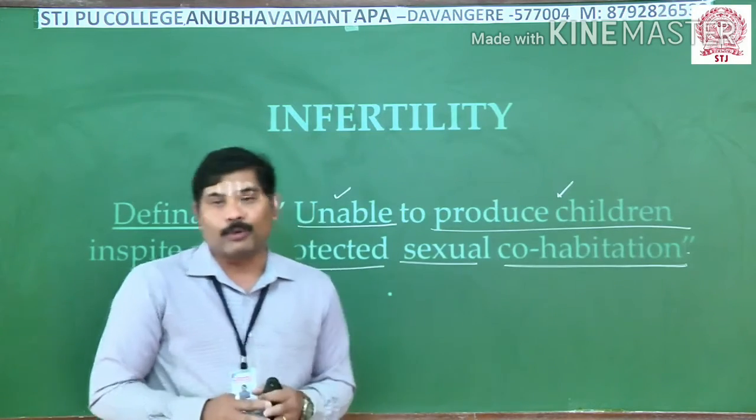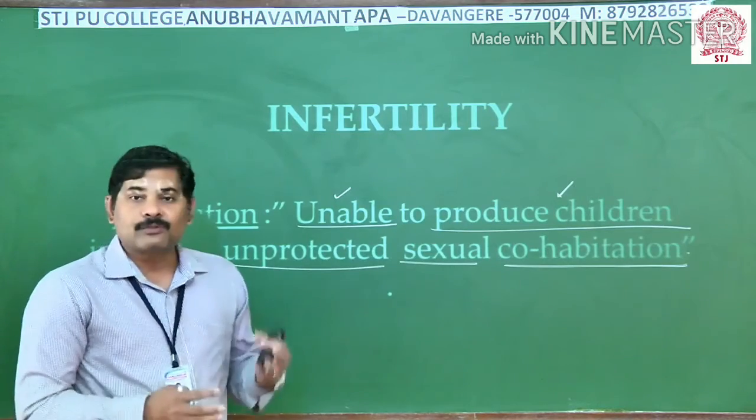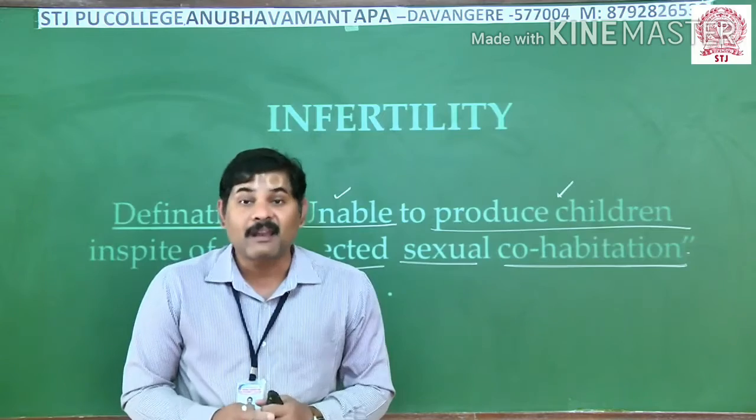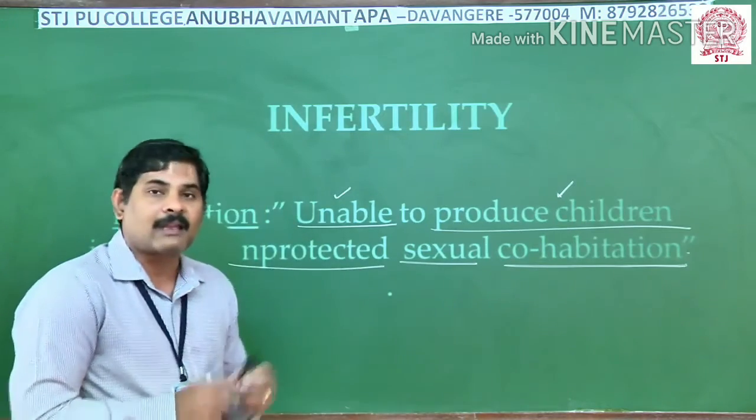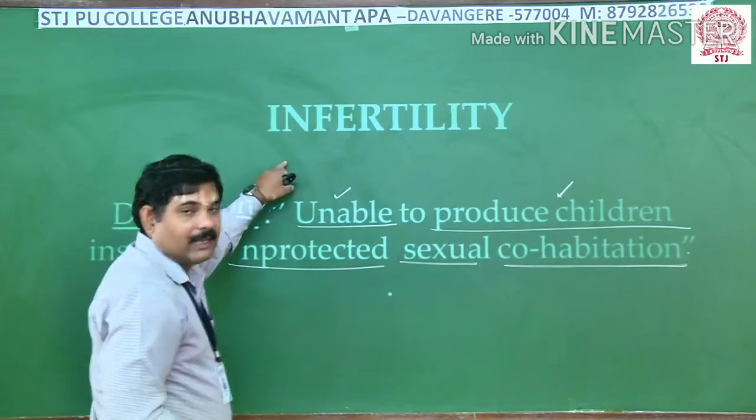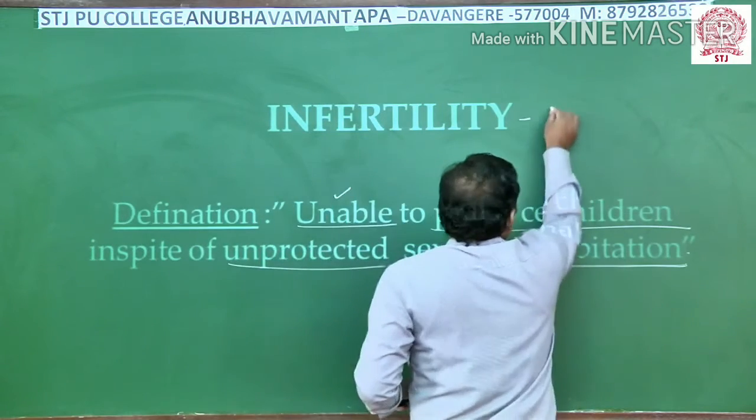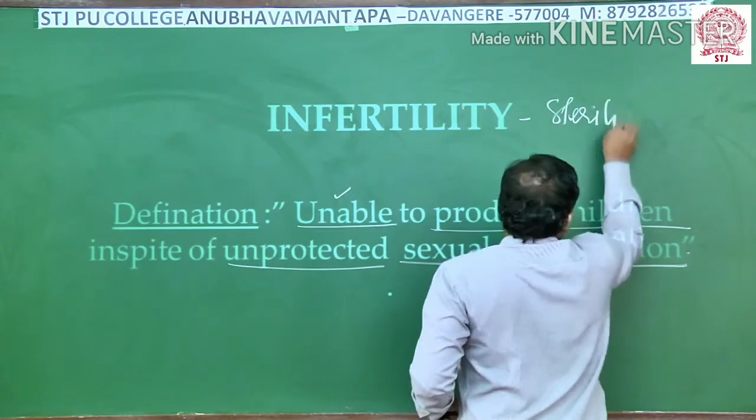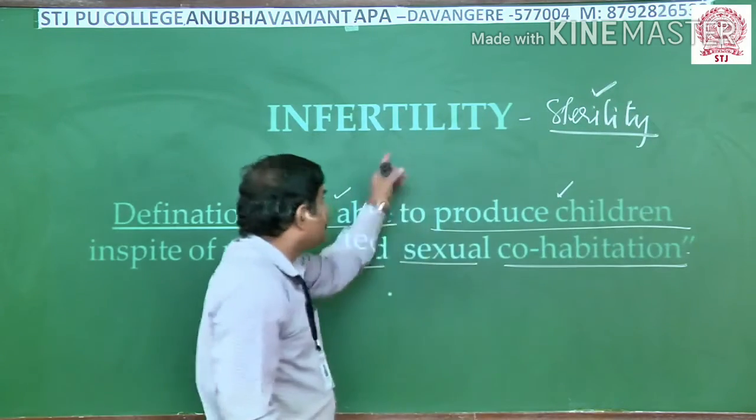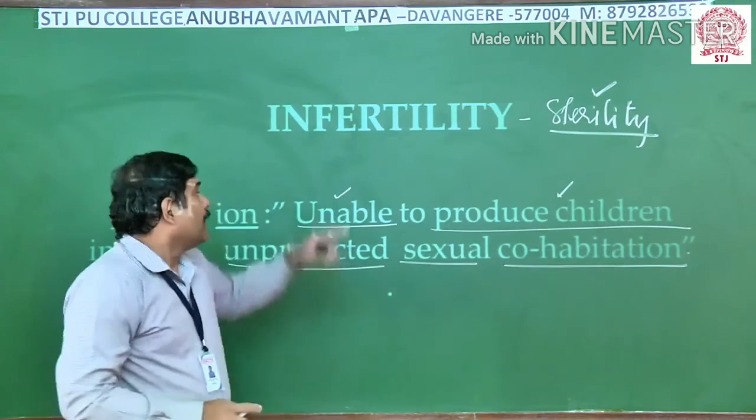But the point to be noted is, most of us used to consider infertility as a synonym for sterility. Here you have to understand the slight difference present between the two. One is infertility, whereas the second one is sterility. What does this sterility mean? What makes the difference between these two?